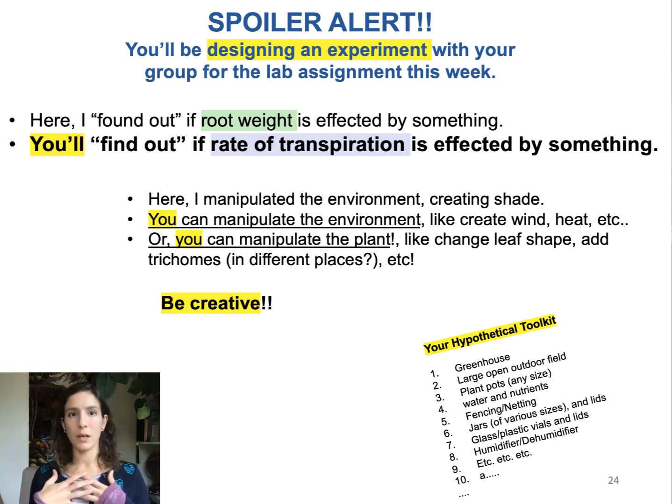So here, in my example, I manipulated the environment. I created shade. For you, you're either going to manipulate the environment, like maybe create shade, or create wind or heat or something. Or you can manipulate the plant itself. So maybe you want to know if the leaf shape has an effect on the rate of transpiration, or adding trichomes in different places. We're going to give you this whole extensive hypothetical toolkit, which will be longer than the one you see here. And I just want to really encourage you to be creative.